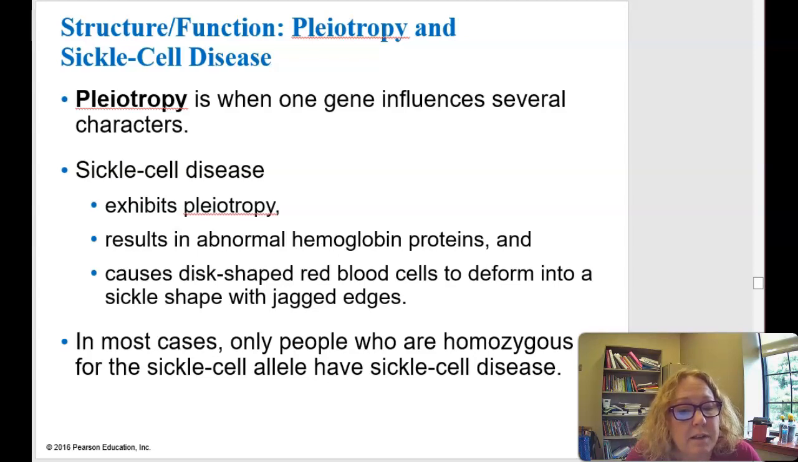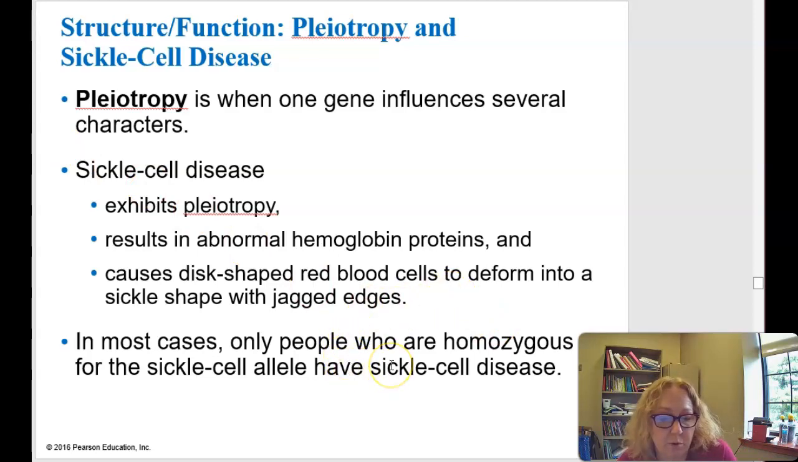Pleiotropy is when one gene influences several characters. So sickle cell disease exhibits pleiotropy: it results in an abnormal hemoglobin protein, and causes a disc-shaped red blood cell to deform into a sickle shape.